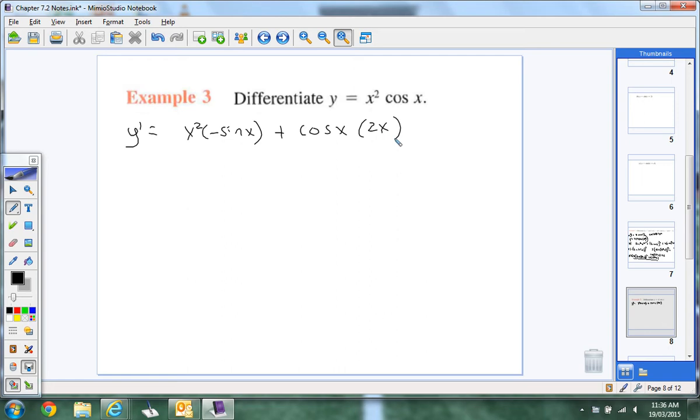Okay, so to simplify this, I'll just put the negative in front. So I put negative x squared sine x plus 2x cosine x. I just put it in front because it's a negative 1. It just looks kind of weird otherwise. And that's done. I can't do anything else from there, because there's no simplifying I can do yet. Later on, we'll do different values for x.